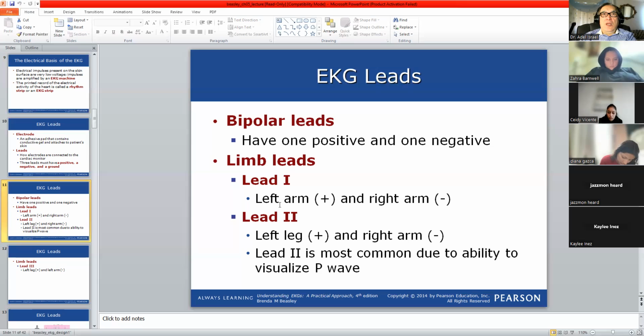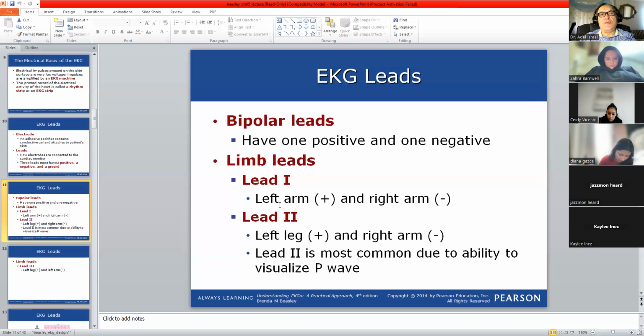So what about the other leads? They are not bipolar because they don't have positive and negative. So in lead 1, the left arm is positive and the right arm is negative. Lead 2, left leg is positive and right arm negative. So I need you to highlight these two, that the right arm is negative all the time. So take this note. All the time, the right arm is negative.